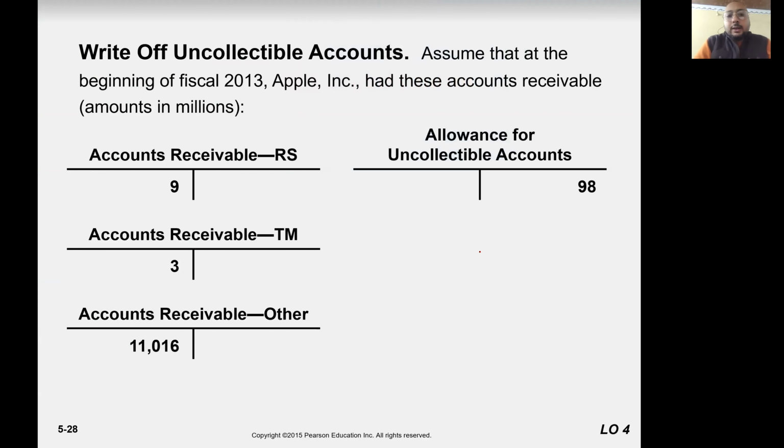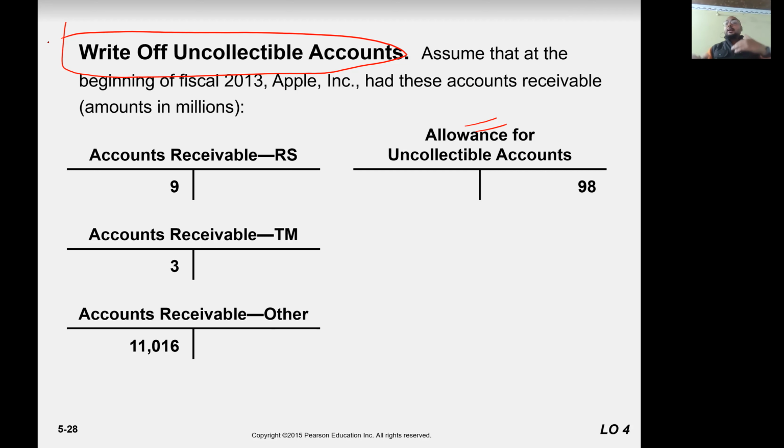So let's do that. First of all, we make a smart move. We in advance include the allowance for uncollectible. Now, what happens if the uncollectible actually happens? When it actually happens, we name this phenomenon writing off uncollectible accounts. All right.